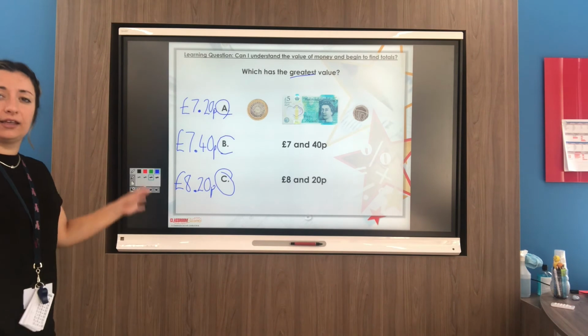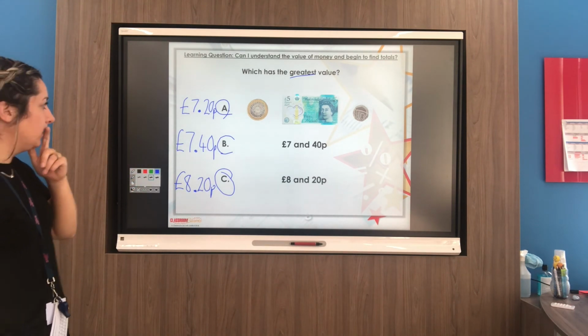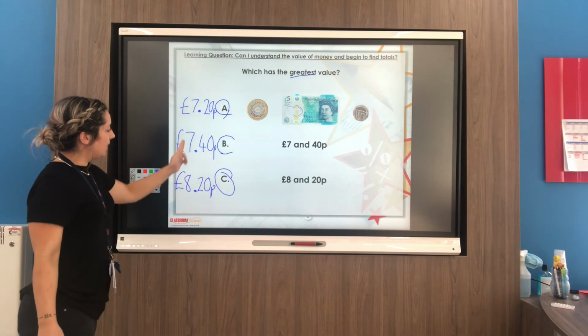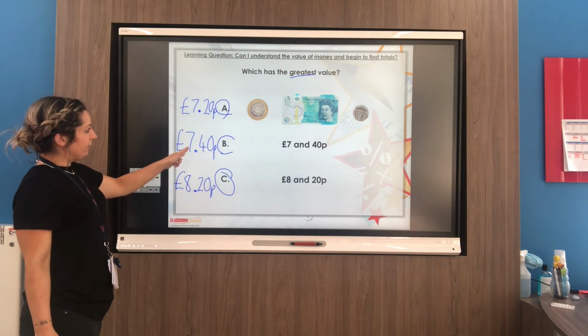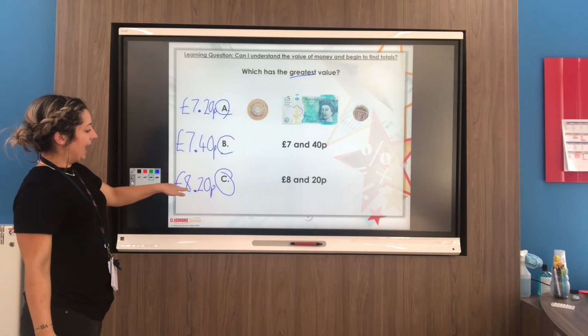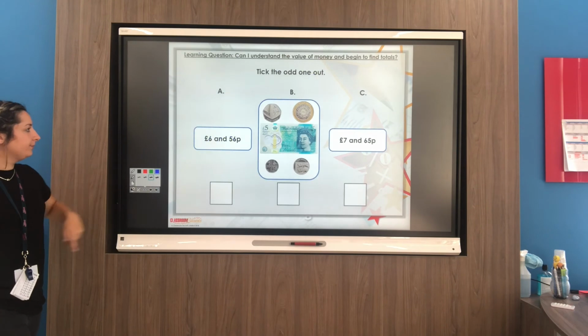Now the greatest value is the most. So you want to pick the A, B or C, which one has the most money? Well, we just look down on our pound sign first. 7, 7, 8. So C has the greater value.